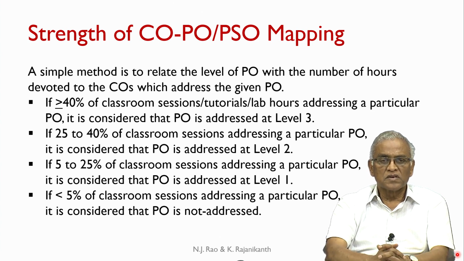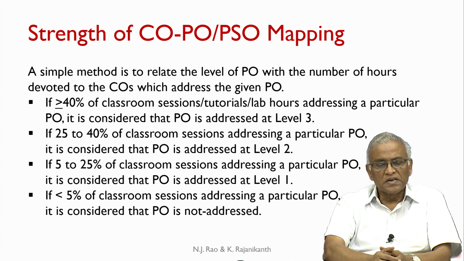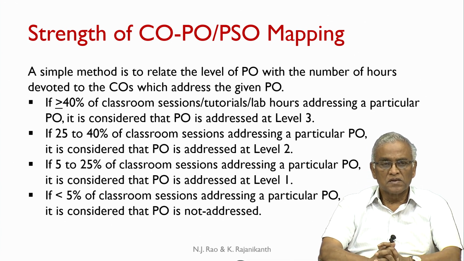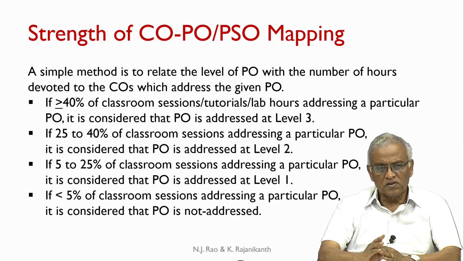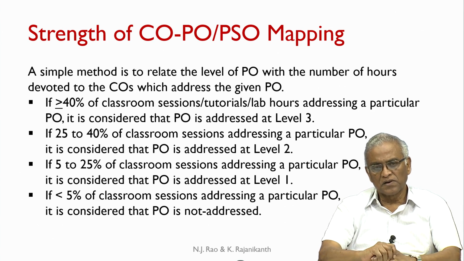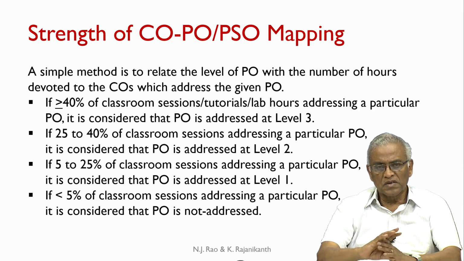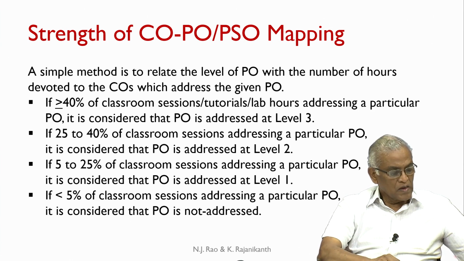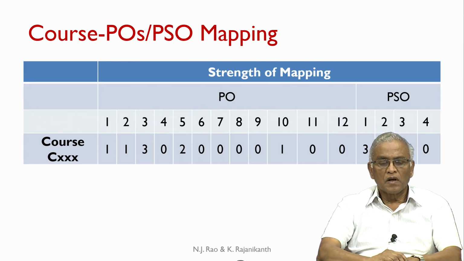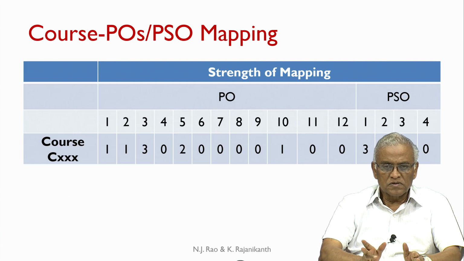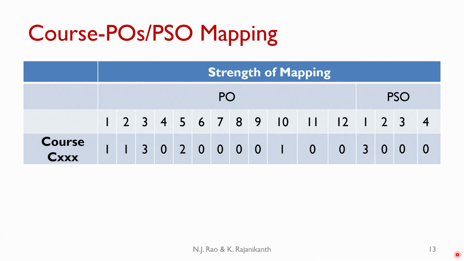Here the strength of mapping we are defining only in terms of the number of classroom sessions that we are taking, and we have defined the levels. Actually 0 is also there: if less than 5% of the classroom sessions are used for addressing a particular PO, then we consider it is not addressed at all, or that level is 0. So you have 1, 2, 3 levels defined like this, and this is captured like this. There are 12 POs and there can be 4 PSOs. It is 2 to 4 PSOs.